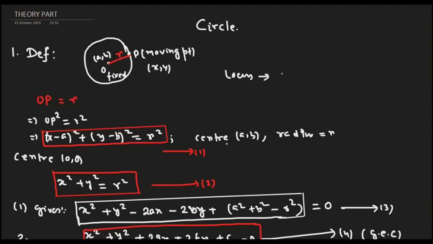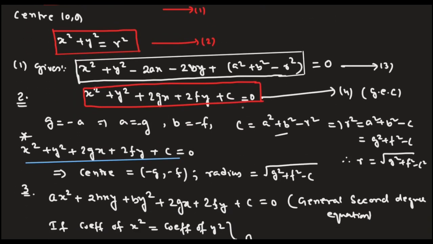Locus is nothing but the path traced out by a moving point, and that path is known as the circle. Now here we apply the distance formula and we have calculated the equation of the circle. Now what will happen if the center of the circle is the origin? Then what will happen?